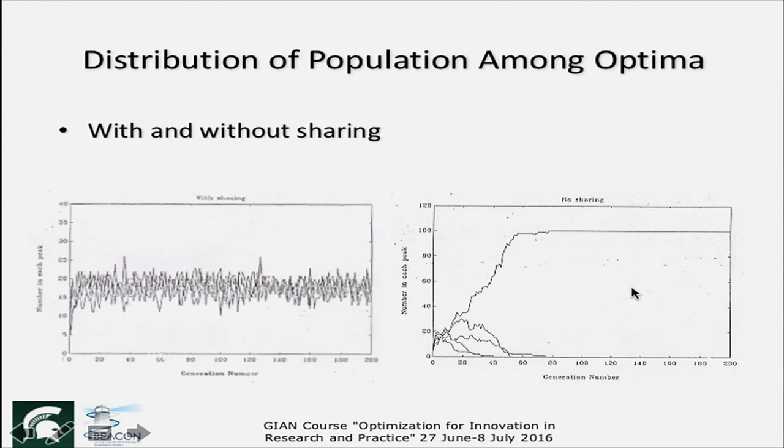Here is the plot of the number of copies in each peak. You can see that there are about 20 copies each, around 100 in the population. So all the peaks are there. This is the result with the no sharing case.